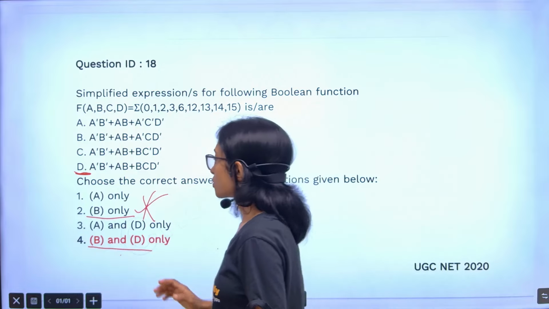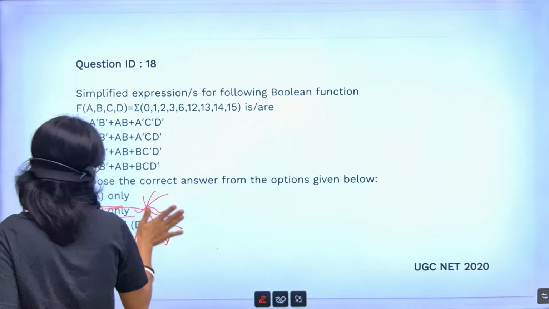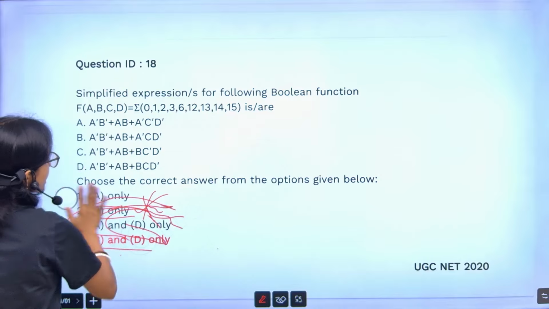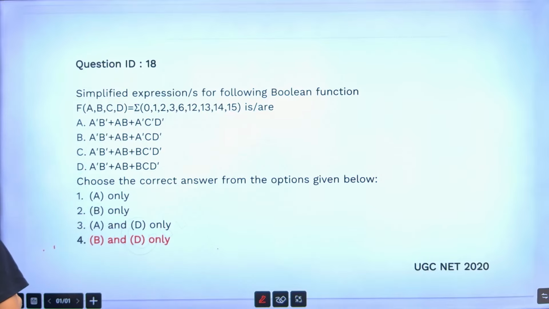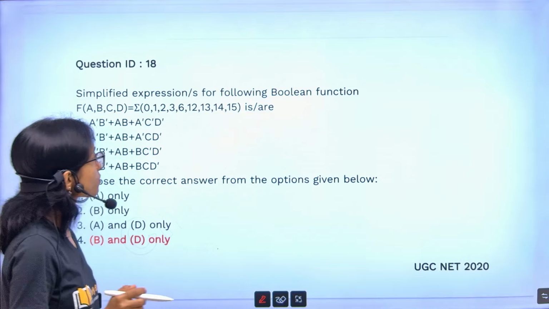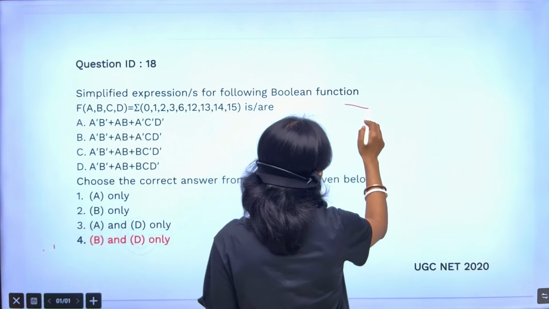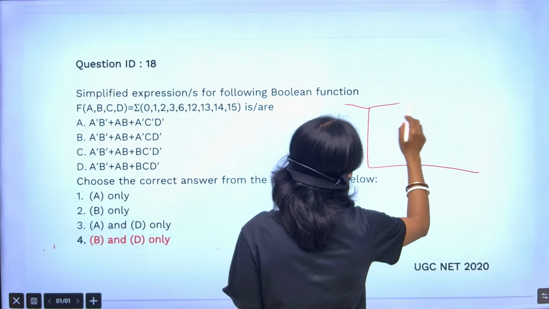So here, why is this correct? There are 2 possibilities actually coming. That's why this one is correct. These are the traps of the examiner. Be careful about the trap of the examiner.